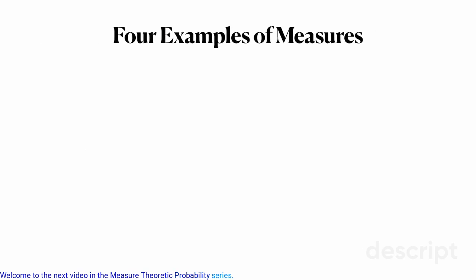Welcome to the next video in the Measure Theoretic Probability series. This is video 6 on some canonical examples of measures. So you'll see what I mean by that in a bit.